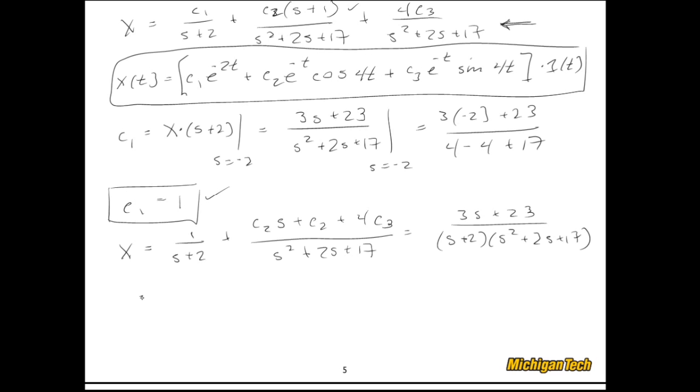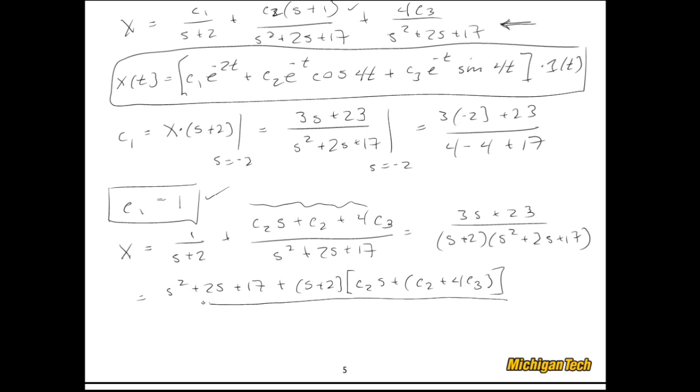So let's keep working on this. I'm going to get a common denominator of this first expression on the right. We'll have s squared plus 2s plus 17 plus s plus 2. And how about if I write this as C2s plus C2 plus 4C3, basically trying to express all this stuff in terms of like powers of s, because I know I'm going to be heading down that road in just a minute, so might as well get ahead of the curve on it.